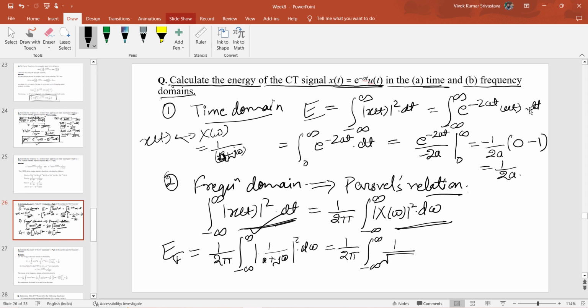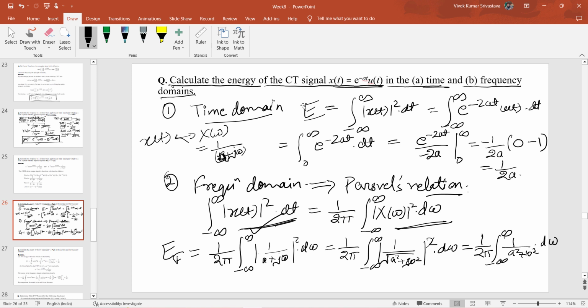The magnitude of this a plus j omega, you can write as the square root of a square plus omega square. And this square is already present in the expression. So this square and root will cancel, so the final expression of this Parseval relation will be the integral from minus infinity to infinity of 1 over a square plus omega square d omega.